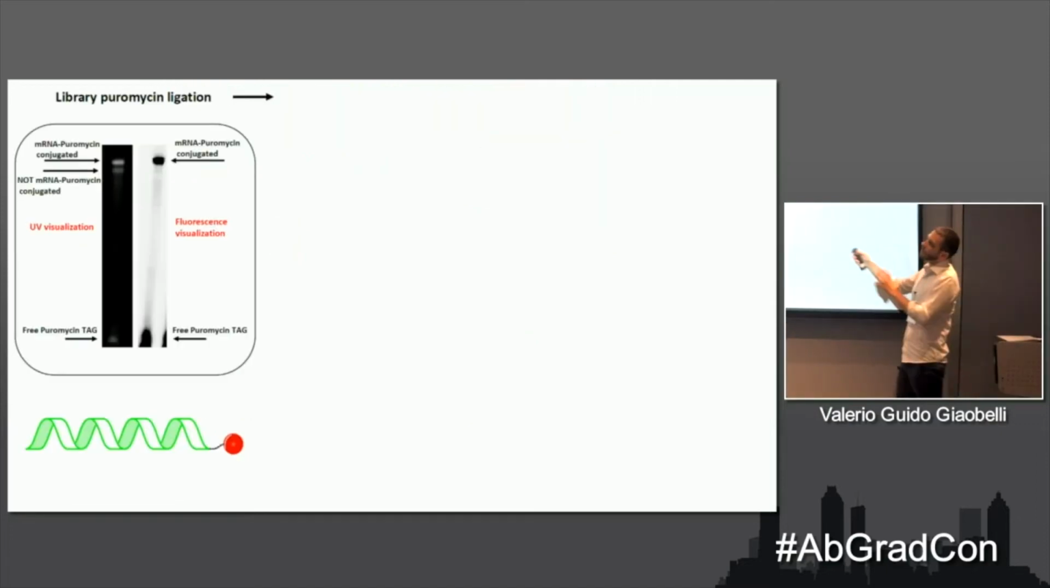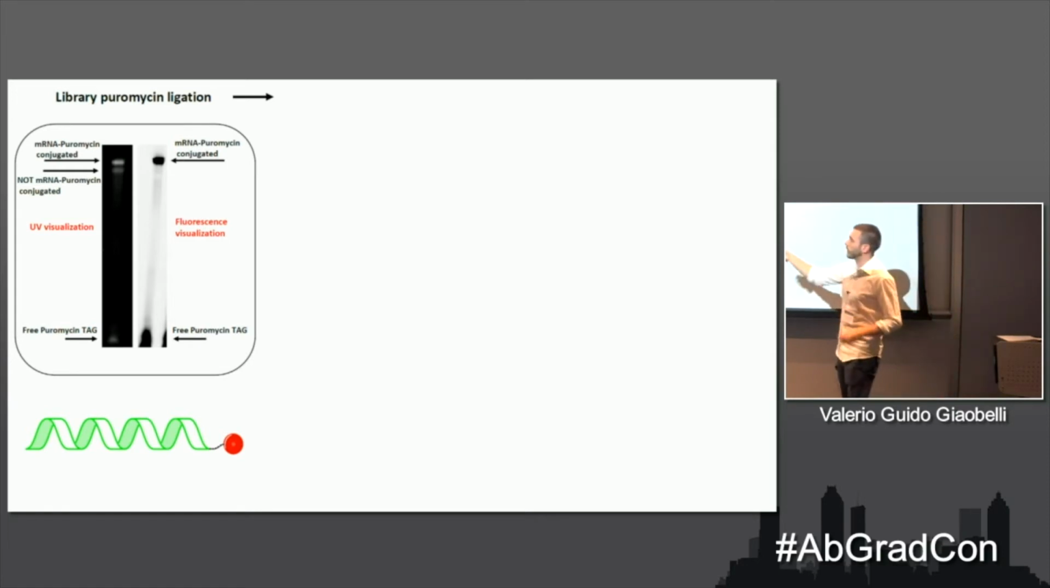Okay, here we can see step by step, because mRNA display, with respect to other techniques, is not something like a commercial kit. We need to perform and optimize every single step. Here is the first step, the ligation between the RNA and the puromycin. The puromycin contains a fluorescent molecule, so we can visualize it in fluorescence, and we can see the free puro-tag, and at the top, the mRNA conjugated to the puromycin.